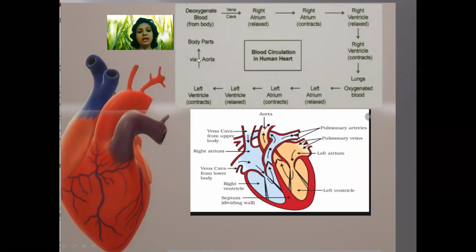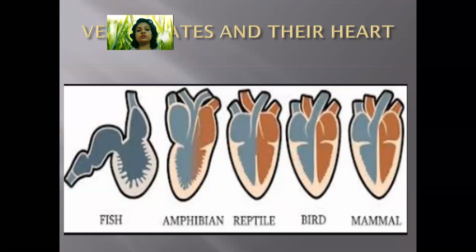What about the other animals that are present on this earth? Basically the vertebrates. The vertebrates were classified into the classes Pisces, amphibians, reptiles, aves and mammals. You know, the Pisces, they have two-chambered heart. The amphibians, they have three-chambered heart. So do the reptiles. The birds and mammals, they have four-chamber heart.